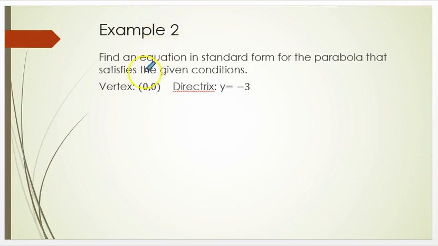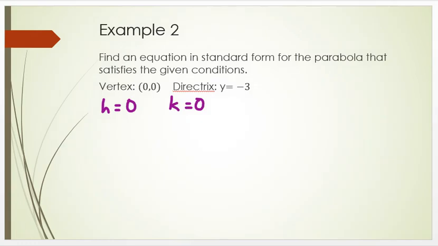Okay, now here's another example. This time the vertex is 0, 0. So that lets me start off with h equals 0 and k equals 0. It seems like this should make the question easier, but I do see a lot of students get confused when those values are 0 because they lose track of where their parentheses should be and everything.